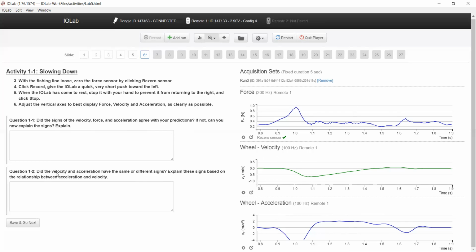Did velocity and acceleration have the same sign or different signs, based on the relationship between acceleration and velocity? What we have said is, if we are speeding up, the sign of the velocity will be the same as the sign of the acceleration. If we are slowing down, velocity and acceleration will have opposite signs. So you may go ahead and write your answers. I'm not giving the full answer. I'm giving the concepts, but you have to write your own answers.